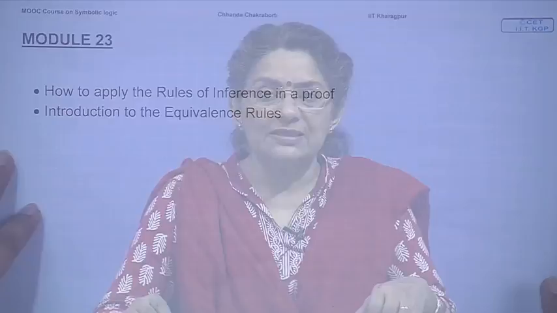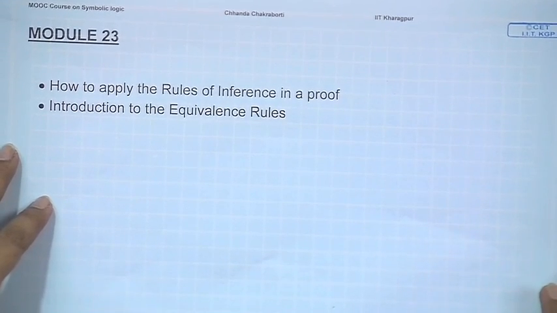So, we are back and this is module number 23, where we are going to learn to apply the rules of inference that we have learned in a proof, so that we know how to derive new lines and actually establish the validity of an argument using this procedure. I am also going to include the equivalence rules. So far we have only talked about the rules of inference, but you also need some equivalence rules. So, this module will introduce you to the equivalence rules also.